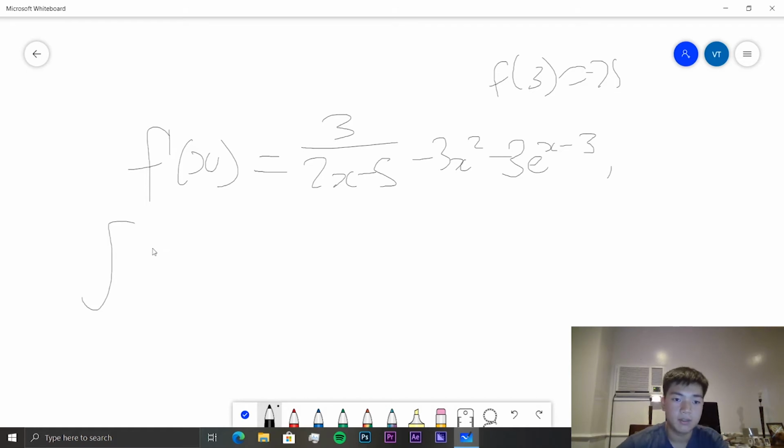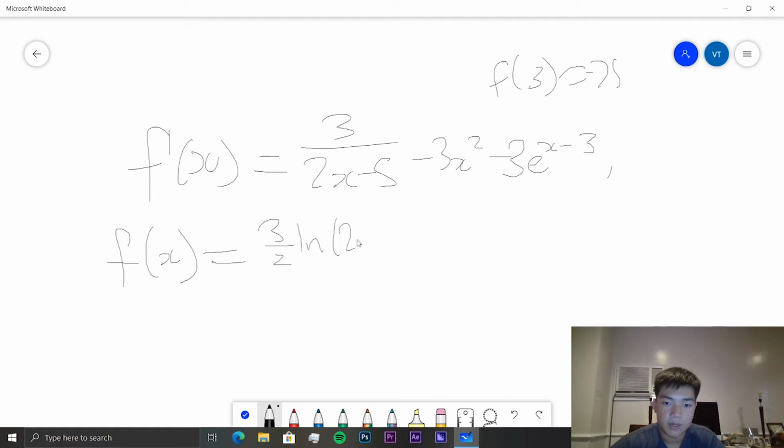So if we take the integral of that entire thing, which I'm just not going to draw, f of x should be equal to 3/2 ln|2x minus 5| minus x cubed minus 3e to the x minus 3 plus c.